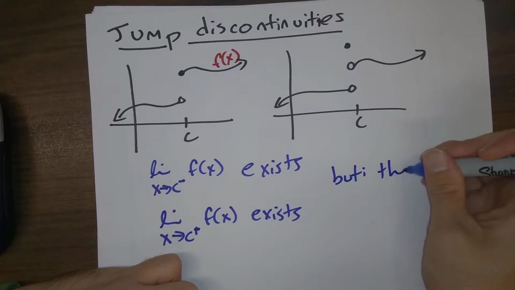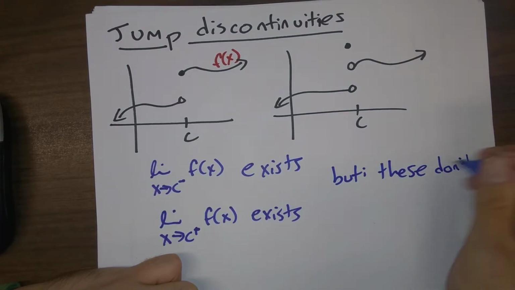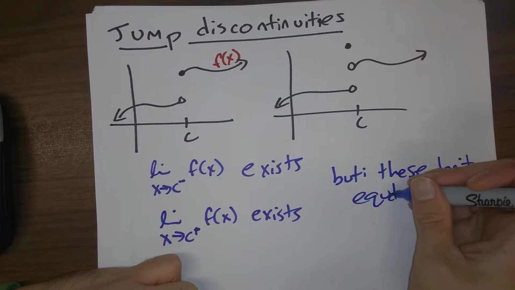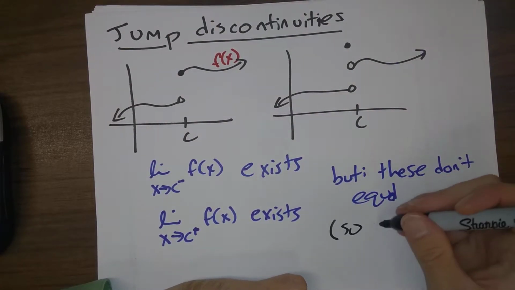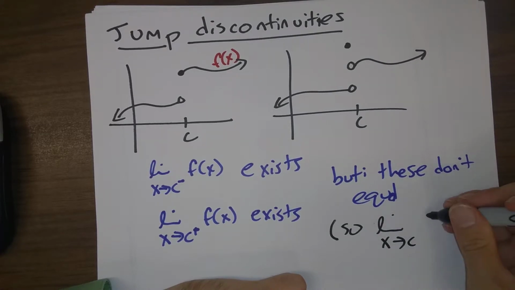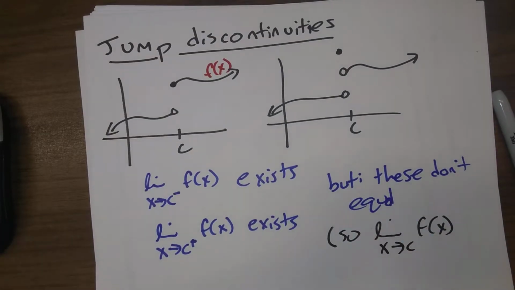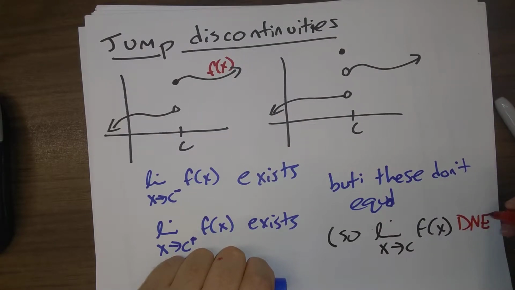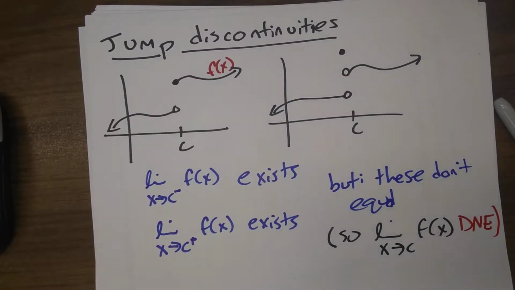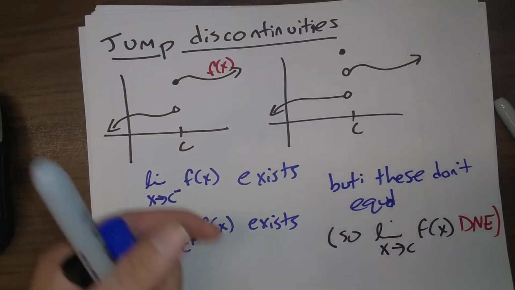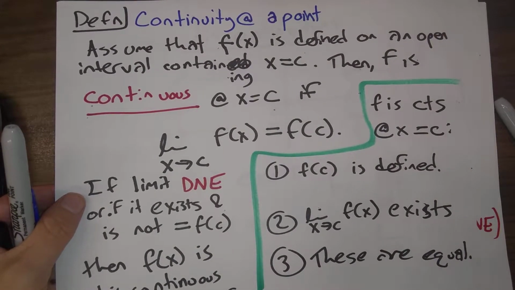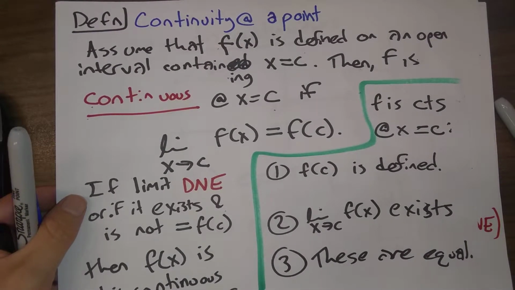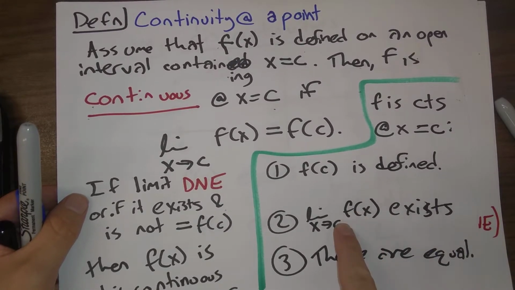But these don't equal. And because they don't equal, this means that the overall limit as x goes to c of f of x does not exist. So recall from one of our previous slides that there were three things that you had to have happen for f to be continuous at a given point. Here we're violating the fact that this limit exists.